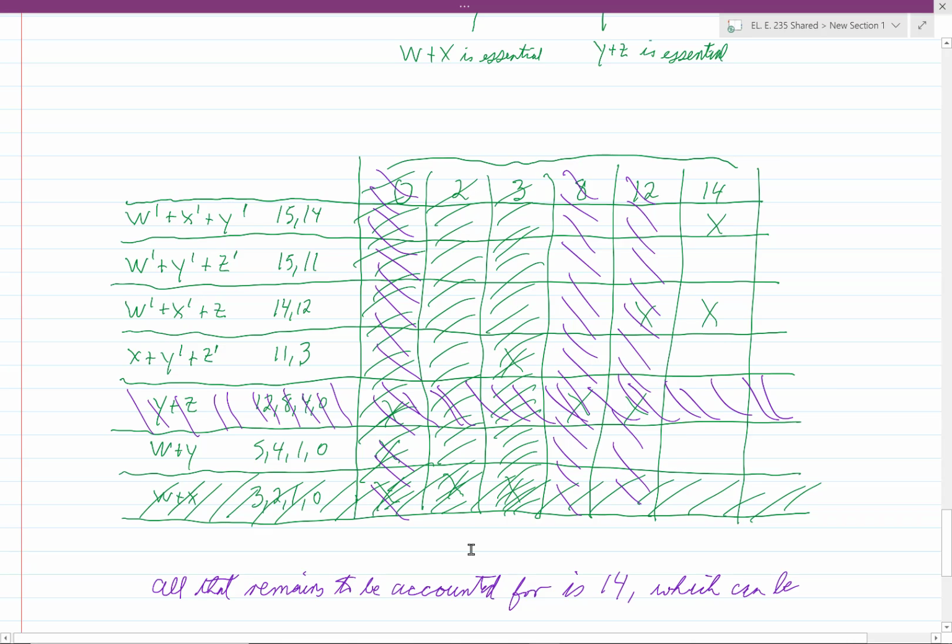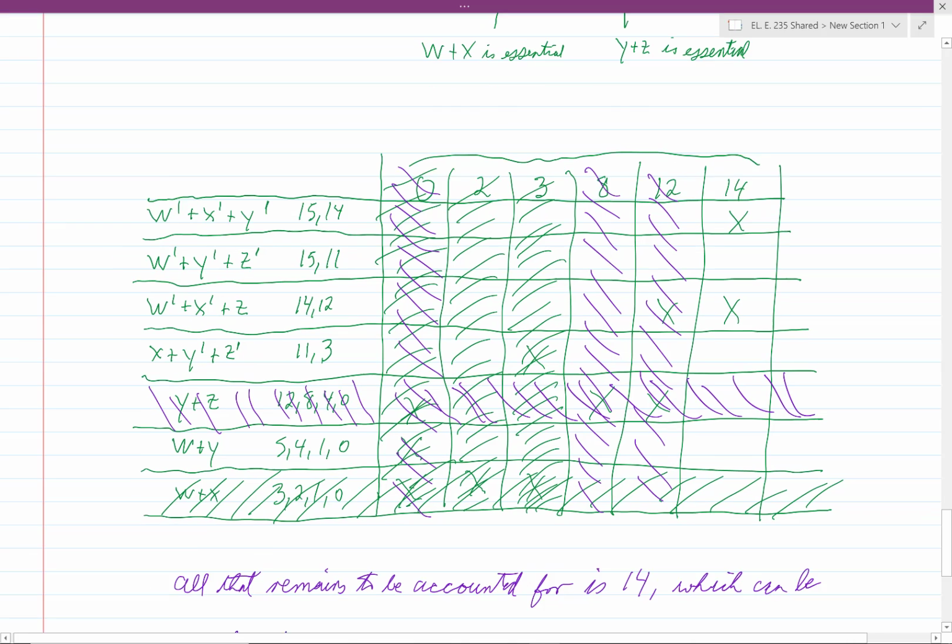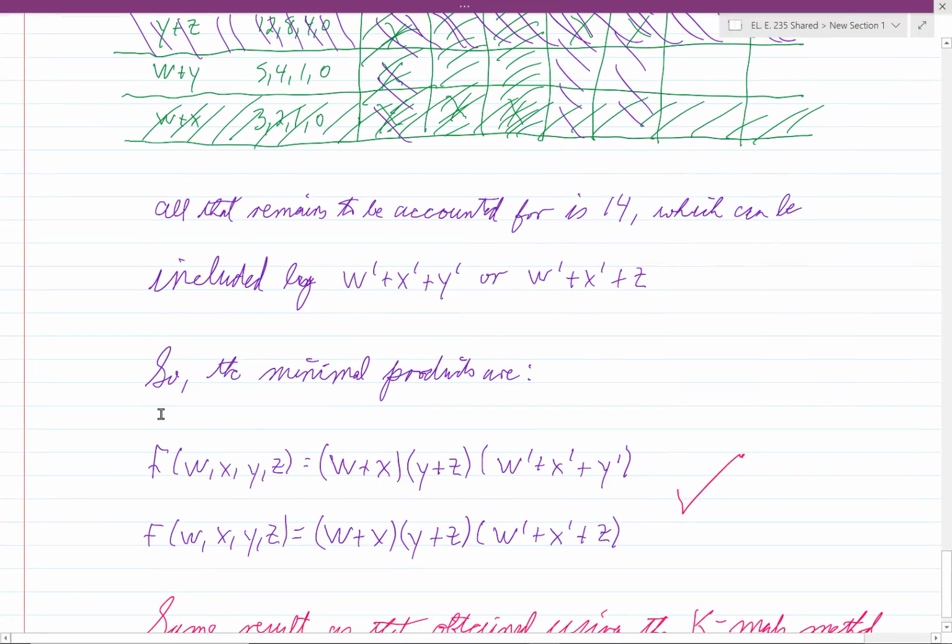And so after shading in everything, you can see that all that remains are these two X's here in column 14. So that tells us that the only term that has not been accounted for is max term 14, and it can be accounted for in two different ways, either by including W prime or X prime or Y prime, or W prime or X prime or Z. So we have two minimal products.